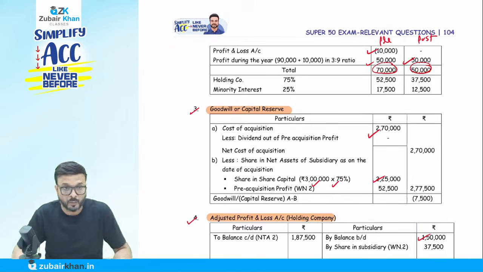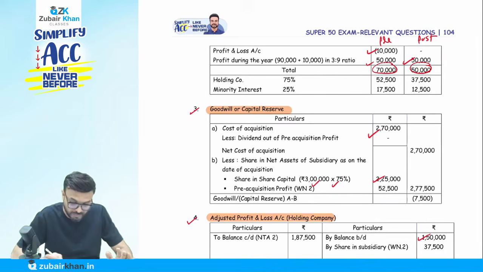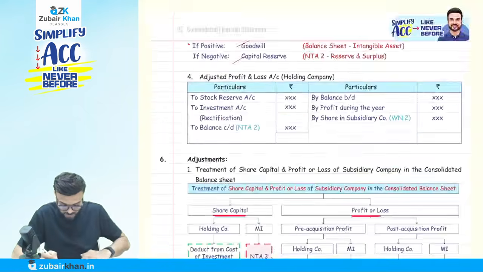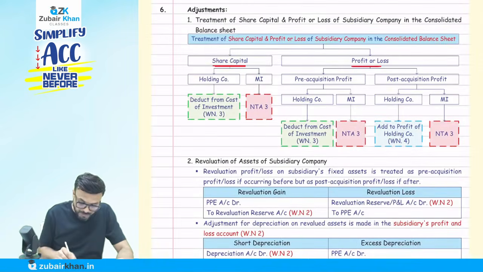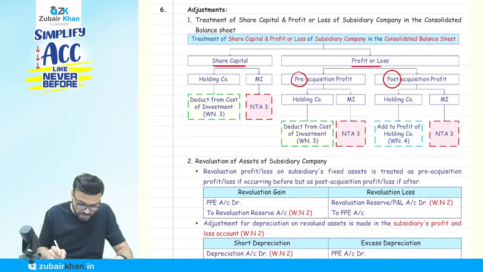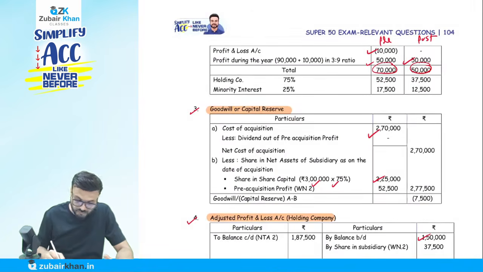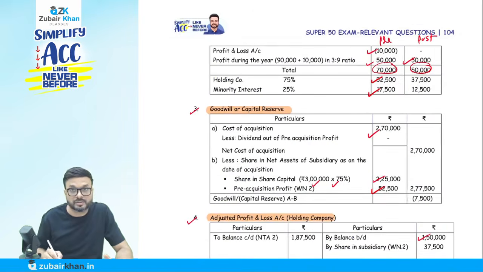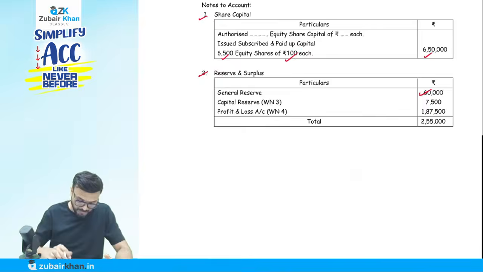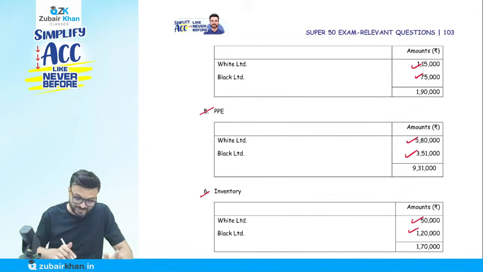Now understand how to allocate; just focus on this table. We have both pre and post here. Be careful. For the holding company, we first talk about the pre-acquisition part. Deduct 52,500 from the cost of investment, working note 3. Then write in working note 3, minority interest, 17,500. Follow these three steps.